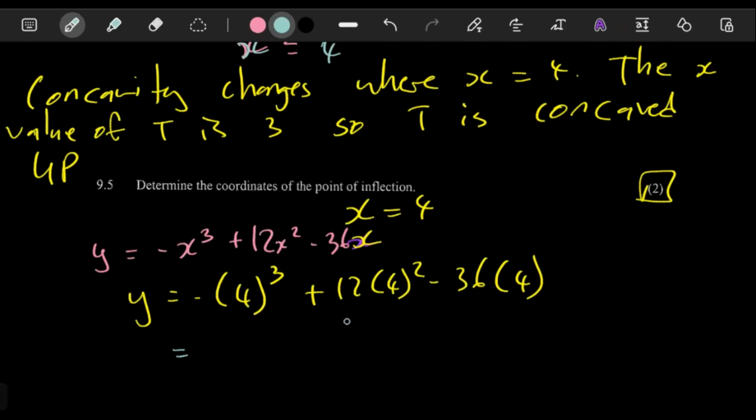Negative that, negative this, 12, this is going to give us a negative 16. So here, therefore, the 4-coordinate, negative 16, is your answer. So let's move on to the next question.